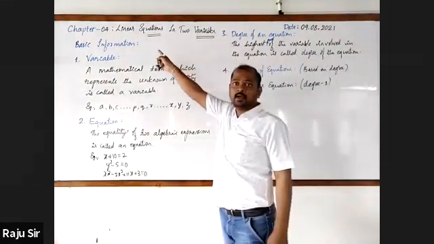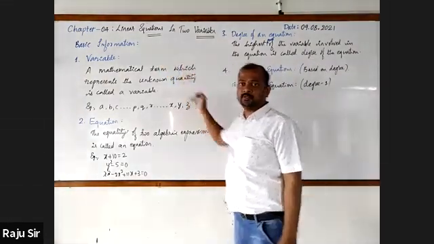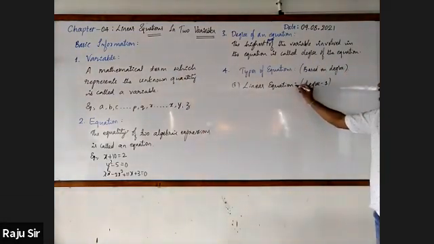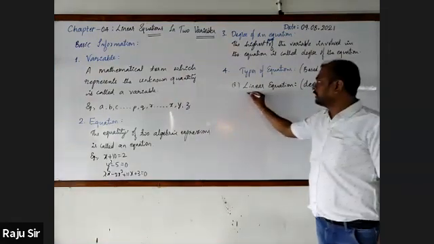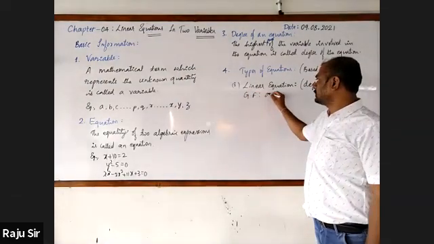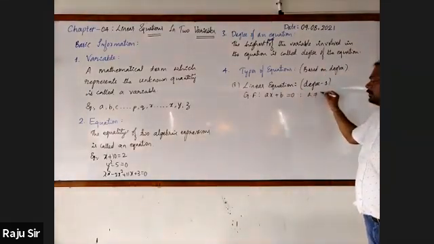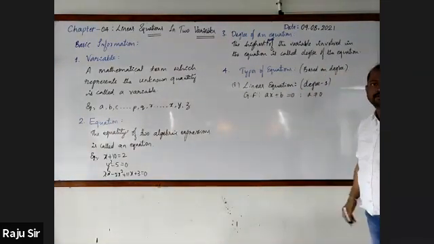But for this one, I'll give you the detailed information. Here for type, you can write only this much. Linear equation, its degree is 1, and write its general form. General form is ax plus b equal to 0, where a is not equal to 0.